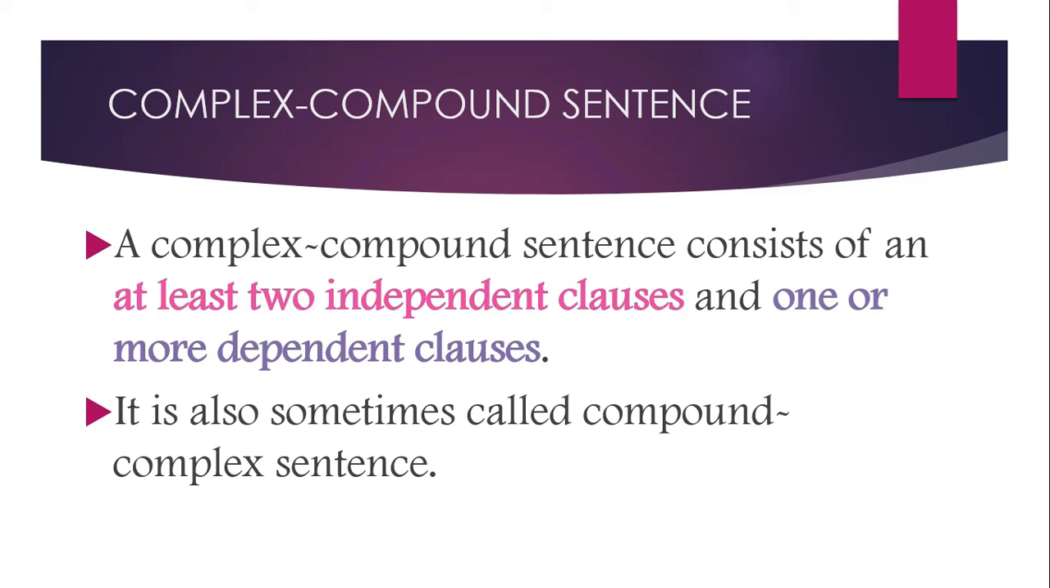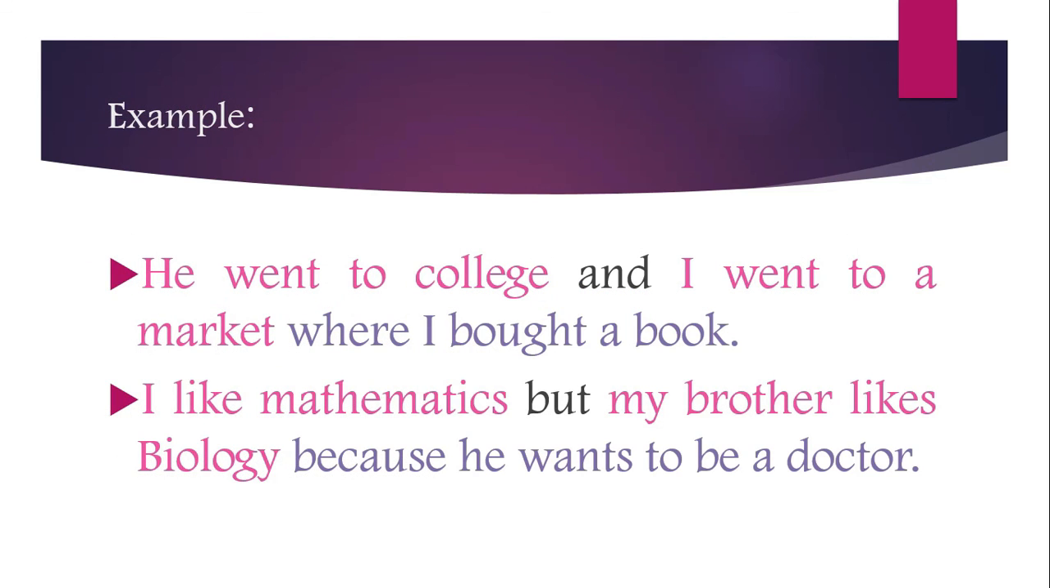And the last one is the complex compound sentence. A complex compound sentence is also called a compound complex sentence. It consists of at least two independent clauses and one or more dependent clauses. For example: He went to college and I went to a market where I bought a book. In this example, we have two independent clauses, which are he went to college and I went to a market. They are joined by a coordinating conjunction, and our dependent clause is where I bought a book.